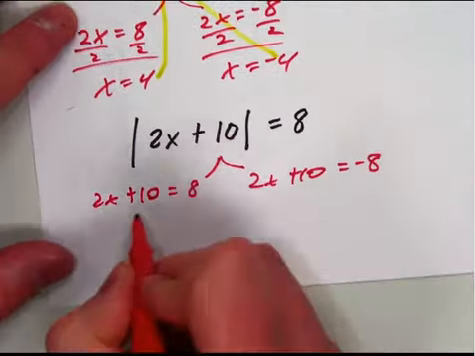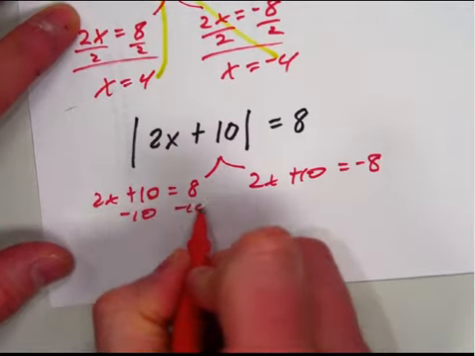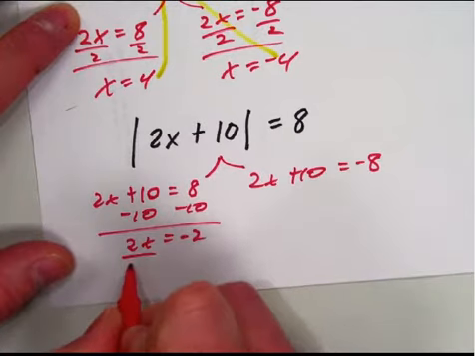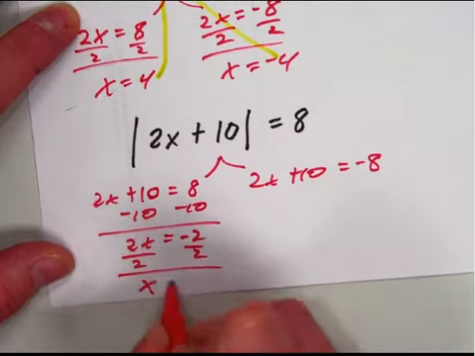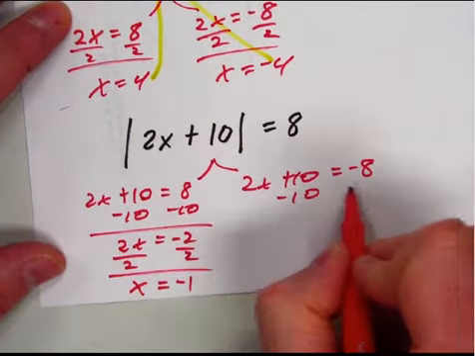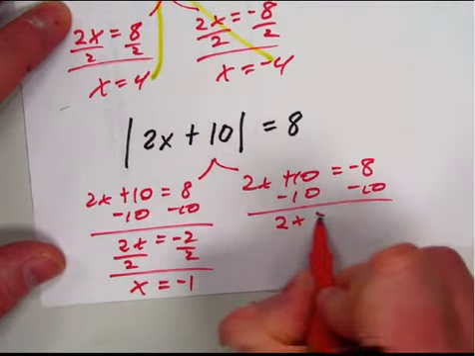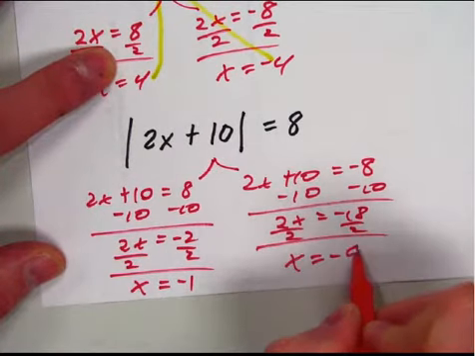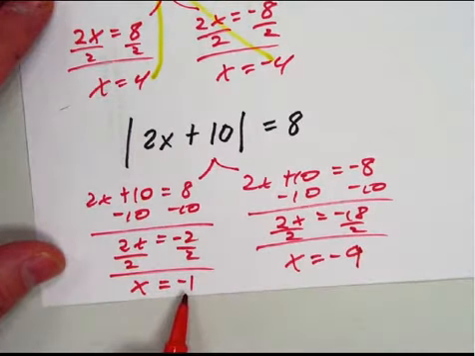And then you just solve these two little baby equations. Subtract 10 on both sides. 2x equals 8 take away 10 is negative 2, divide by 2, and x equals negative 1. Or I minus 10, minus 10, 2x equals negative 18, divide by 2, and x equals negative 9. So x could have been negative 1 or negative 9.